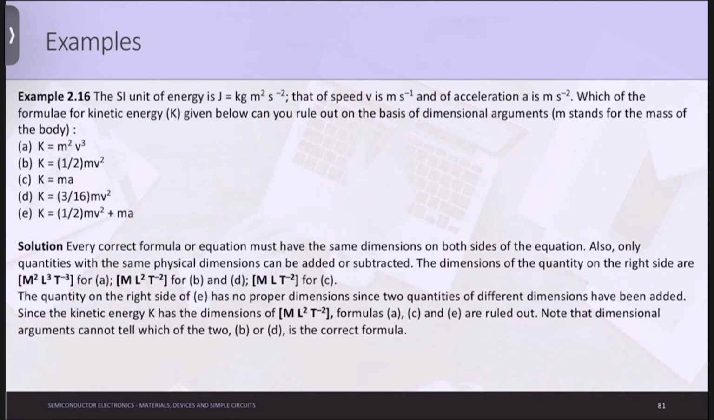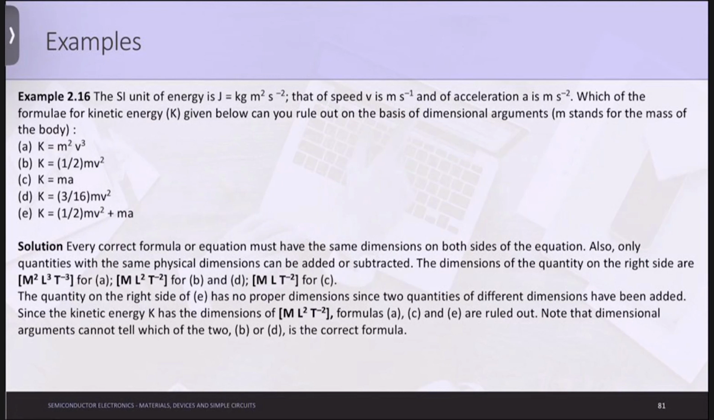Fine. Let's go to the next example. The next example states that the SI unit of energy is joules. Joules is basically kg m² s⁻². That of velocity is meter per second, and that of acceleration is meter per second square. Which of the formulas for kinetic energy given below can you rule out on the basis of dimensional arguments?